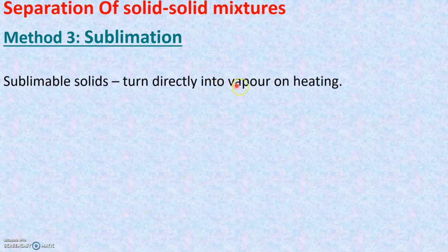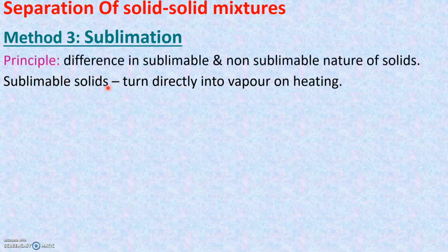But there are some solids which on heating turn directly into a vapor form without being converted into a liquid form. Such solids which turn directly from the solid form into the vapor form on heating are called sublimable solids. So this method of separation is based on the principle of difference in sublimable and non-sublimable nature of solids. We will now see what is the technique involved in this method of separation.